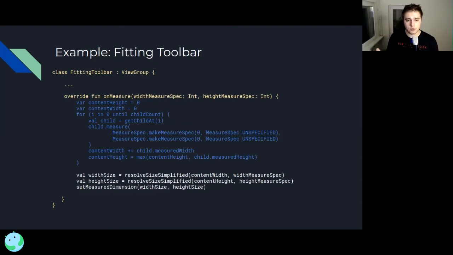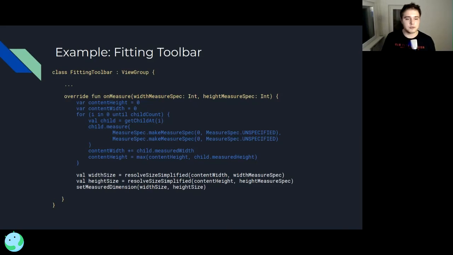Then we just push them through to the method resolve size simplified that I actually showed you before. We push the content width and the content height, together with their specs. So depending on what the parent has, what constraints it put on this view, the final width size and height size values will be figured out, and we set that as measured dimension. This is for this toolbar. So this is toolbar's measured dimension.